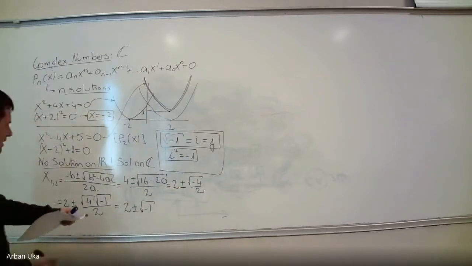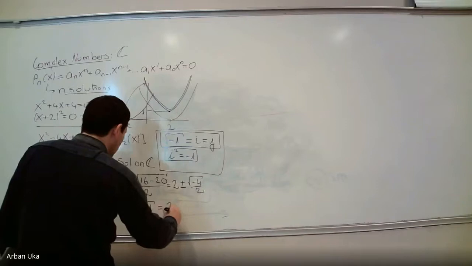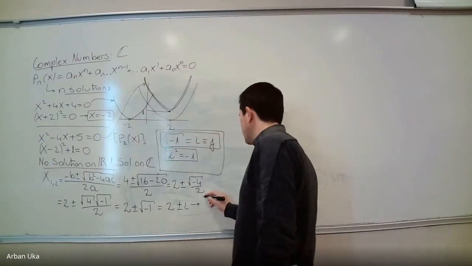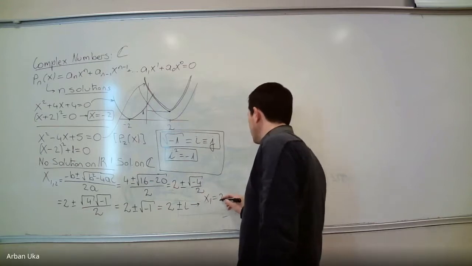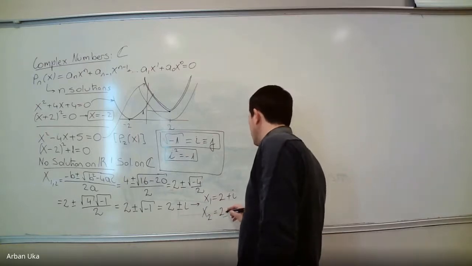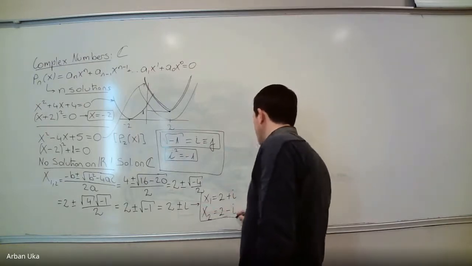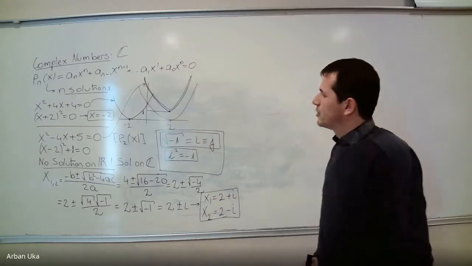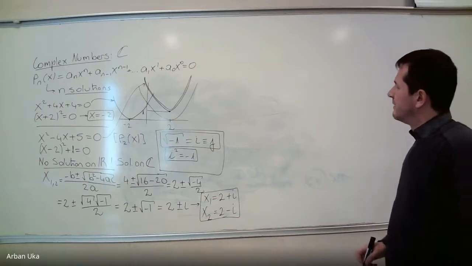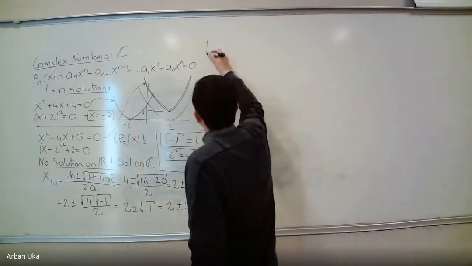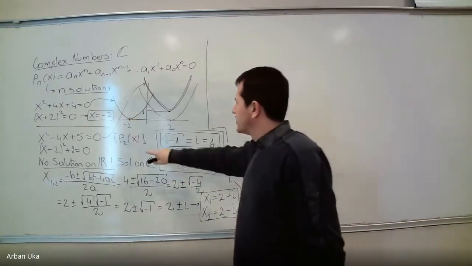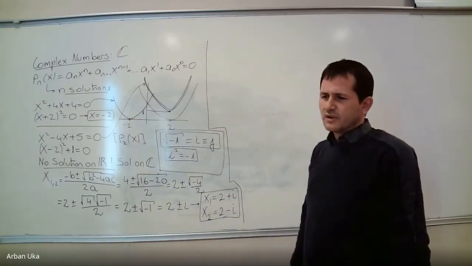So then, let's come here, and this would be equal to 2 plus minus i. So it looks like we have two roots: x1 is equal to 2 plus i, and x2 is equal to 2 minus i. So we had a polynomial of second order in x, and we found the two roots, and we are happy about it. So it looks like polynomials have the exact number of roots, whatever the order is, only in the complex number space.